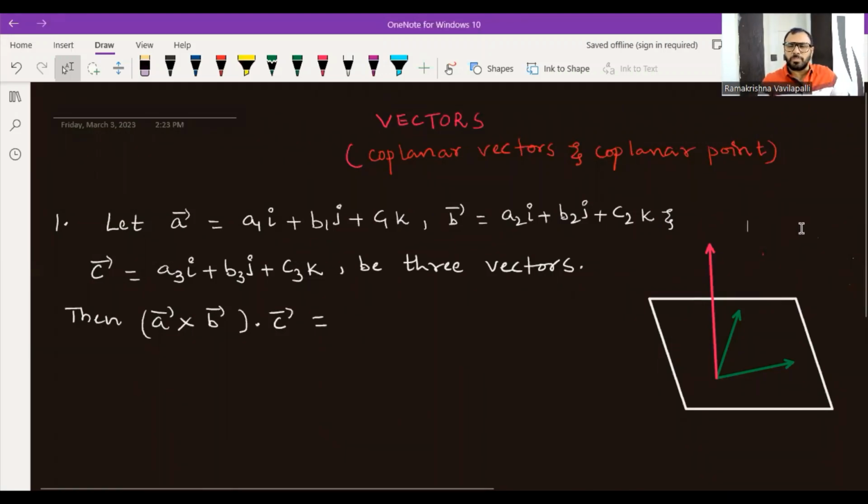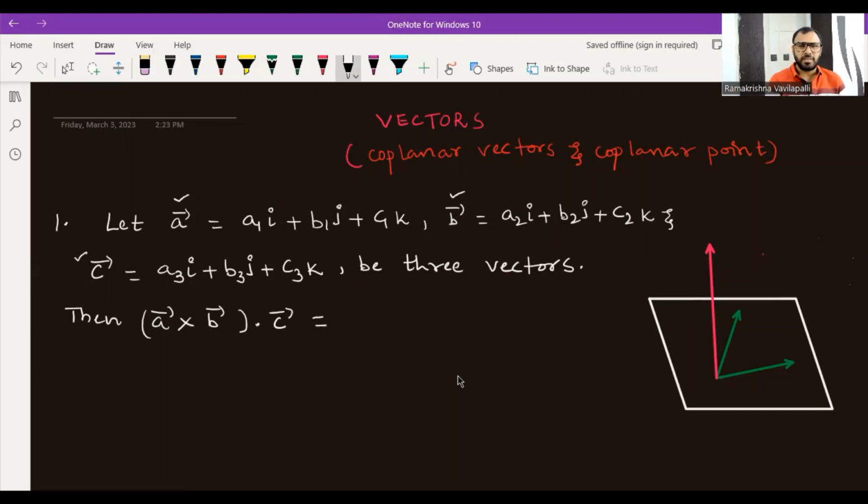So what is the most popular concept of coplanarity of vectors? Here, see, I have taken 3 vectors. A bar equal to a1 i plus b1 j plus c1 k. This is the first vector. Second vector B bar equal to a2 i plus b2 j plus c2 k. And third vector C bar equal to a3 i plus b3 j plus c3 k.